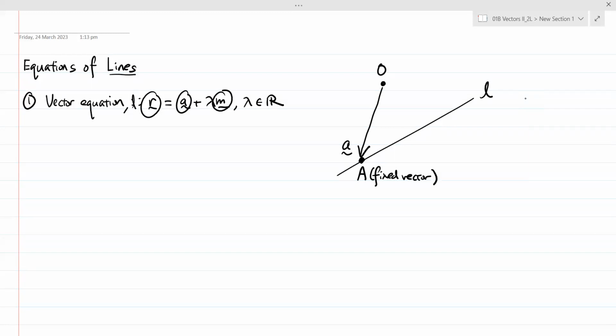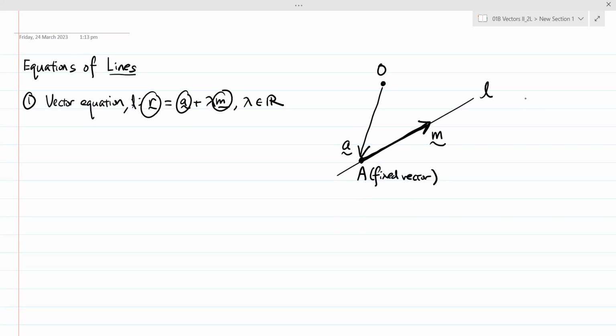What about m? Direction. What is meant by direction vector? Which direction? You mean which direction the line is going, right? Okay. So m is just a vector that is parallel to the line. It can be in this direction, it can be in the opposite direction, but we just need one that is parallel to the line. Okay, so this is m.